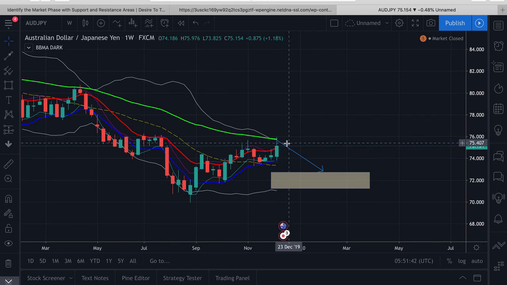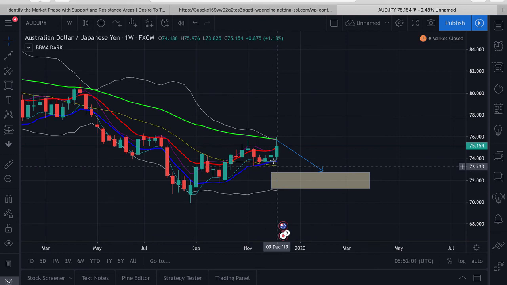sell, because based on the basic BBMA also, the price is at MA5 high, MA10 high, right? And it's rejecting top BB. So we look for a retracement to around this area, then go past the mid BB at least.